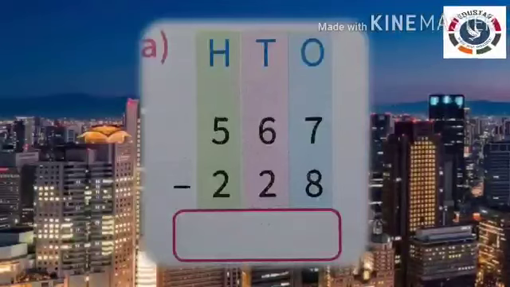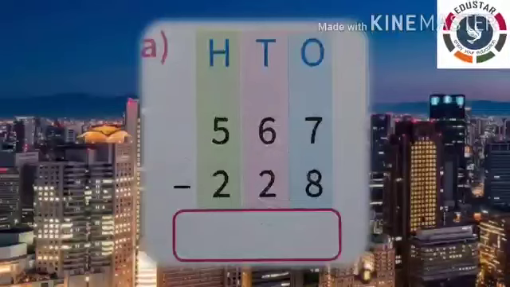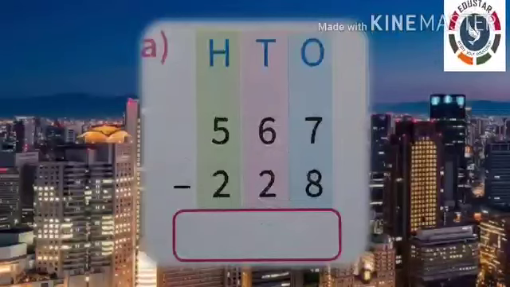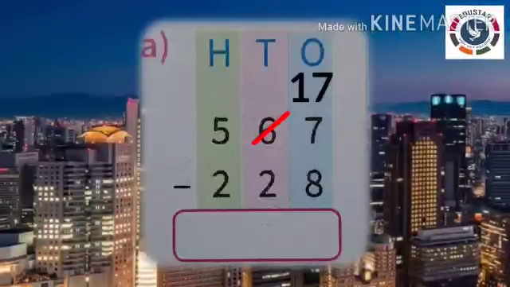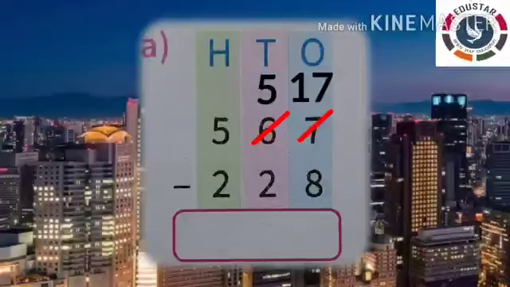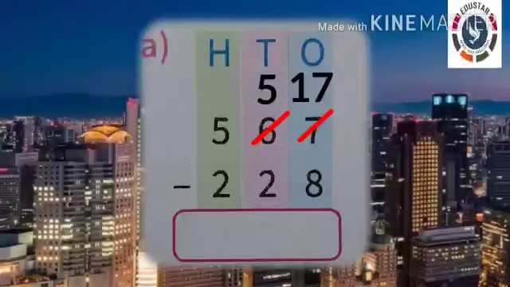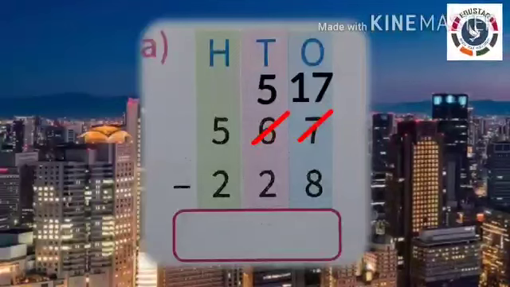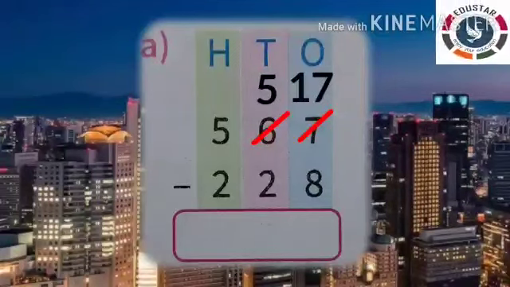What is your next number? That is your tens place number 6. So 1 you have to borrow from 6. Now 7 became 17. 6 became 5. Isn't it? Are you clear? This is called borrowing subtraction. Shall we subtract the numbers?